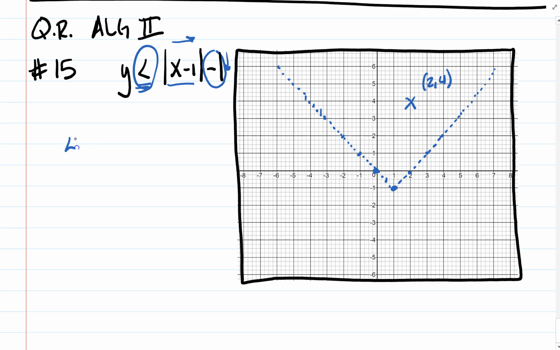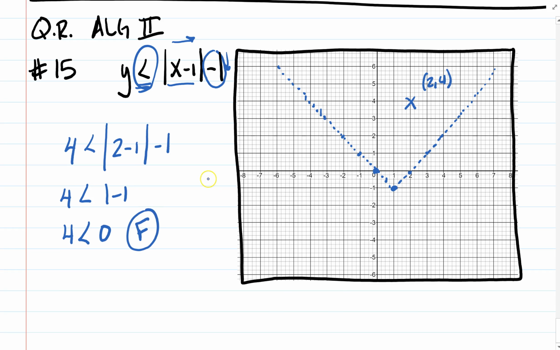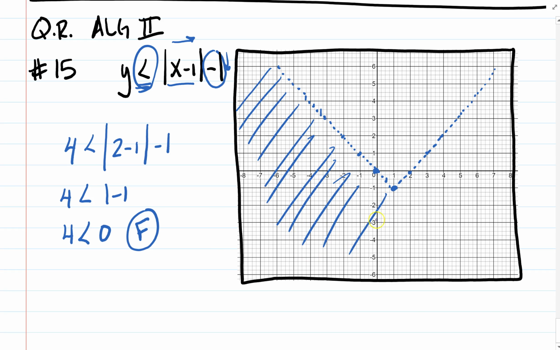So is it true that 4 is less than the absolute value of 2 minus 1, and then minus 1? So is 4 less than, 2 minus 1 is 1, the absolute value of 1 is 1, so 1 minus 1. So is 4 less than 0? No, that's a false statement. So therefore, I know that I do not shade this side, but rather I shade the other side, which is outside of that absolute value. So this is what that graph would look like.